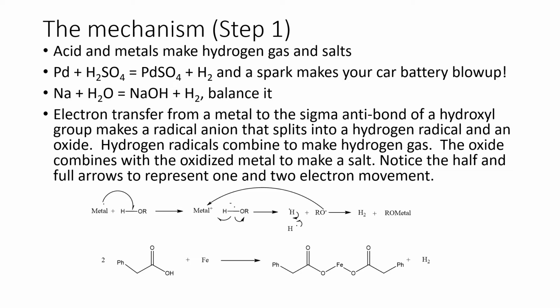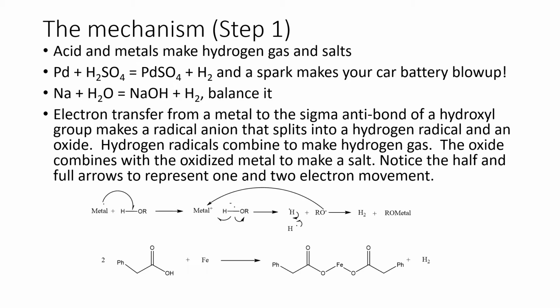So here is the actual mechanism of the reaction. The mechanism is based on the idea that when you combine acids and metals, you'll make hydrogen gas and salts. One example is using palladium and hydrogen sulfide. When you have this reaction to make palladium sulfate, you'll produce hydrogen gas, and this is the spark that actually makes your car battery blow up.